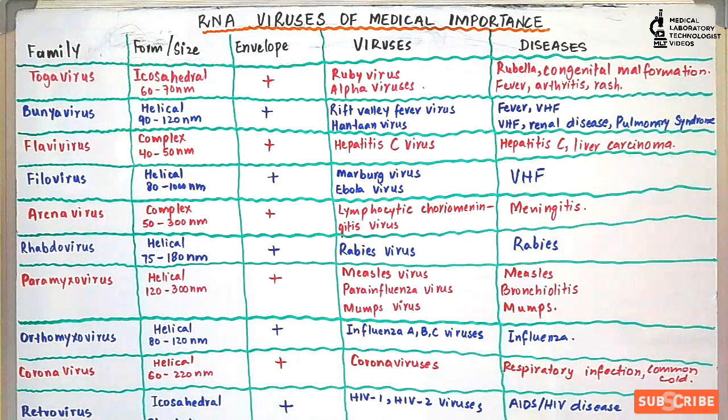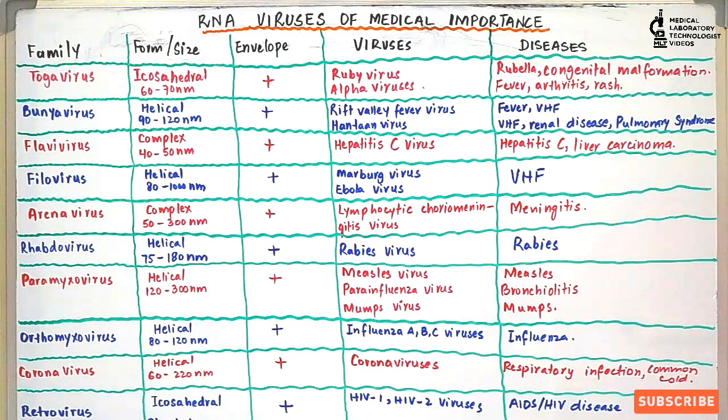And then what is the shape and size? As you know, the nucleic acid material, DNA or RNA, is surrounded by a capsid. Capsid is made up of capsomeres, and that capsid forms three types of shapes: icosahedral, helical, or complex. So we will see the size also. Size, just remember for general knowledge, because it's difficult to remember the size of each virus family.